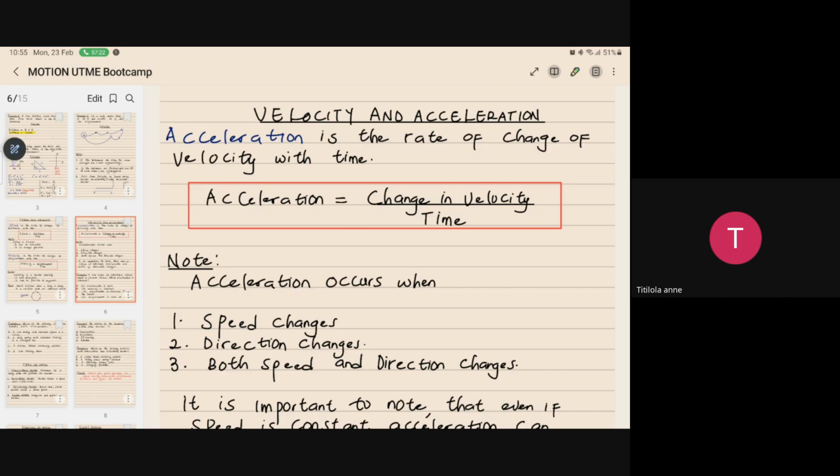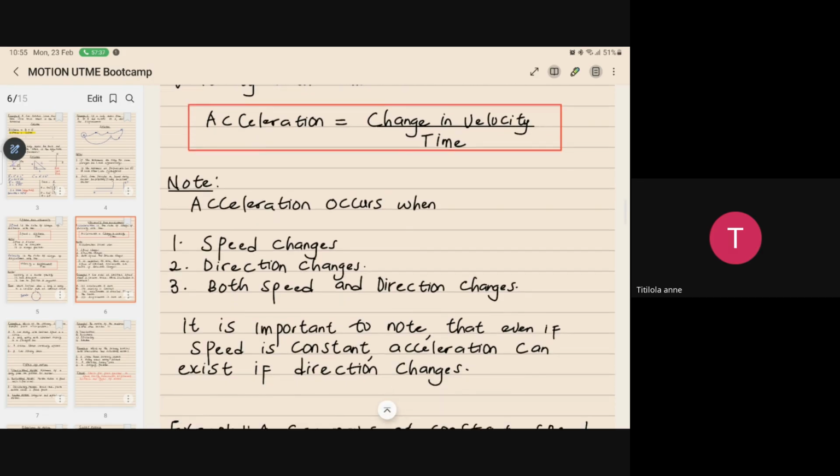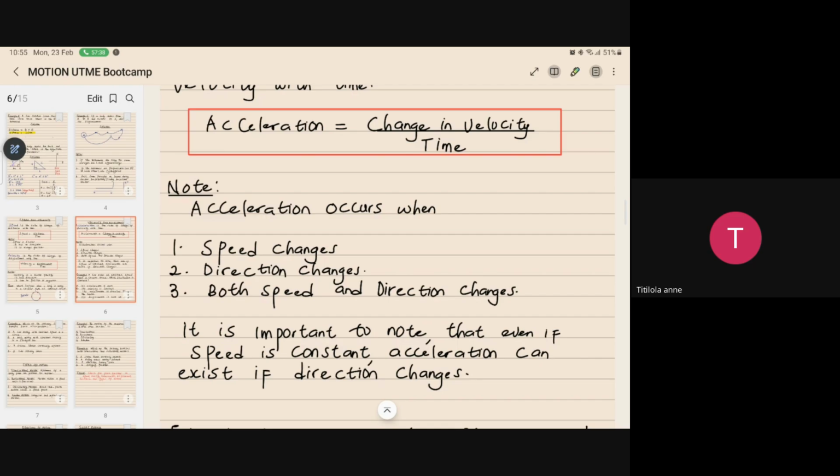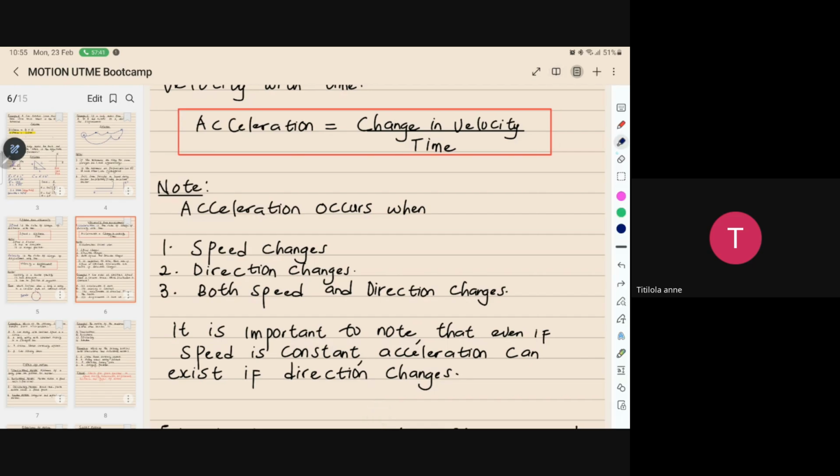You move very fast, you move very slow. Whether you move to the right or to the left, I don't care. All I'm saying is that this person is moving very fast, or this person is moving very slow. But whether right, left, forward, backward, we don't care. That's why it is a scalar quantity. Now look at acceleration: change in velocity over time.